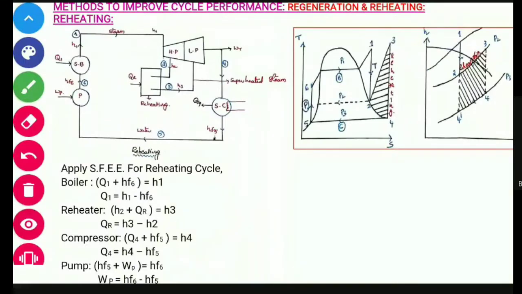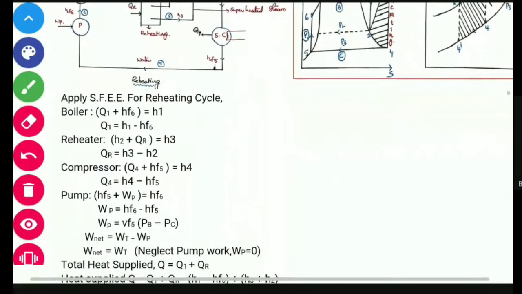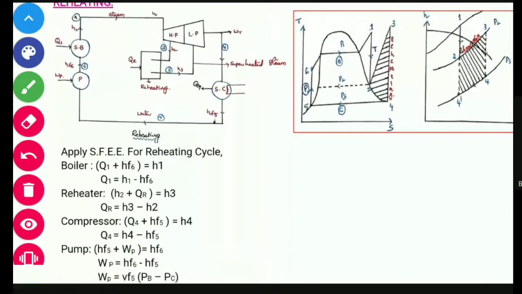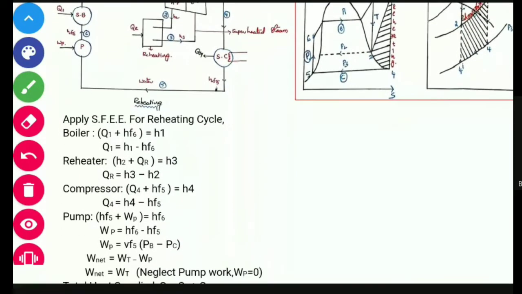Are you following? Respond please. Anyone respond please? Yes, sir. Right. Okay, next, the pump. So for the pump here, the feed pump.